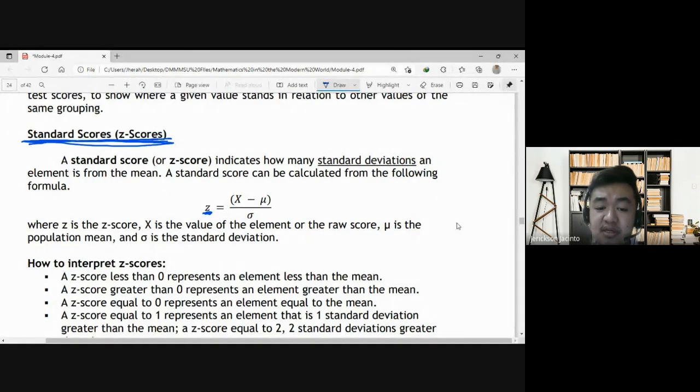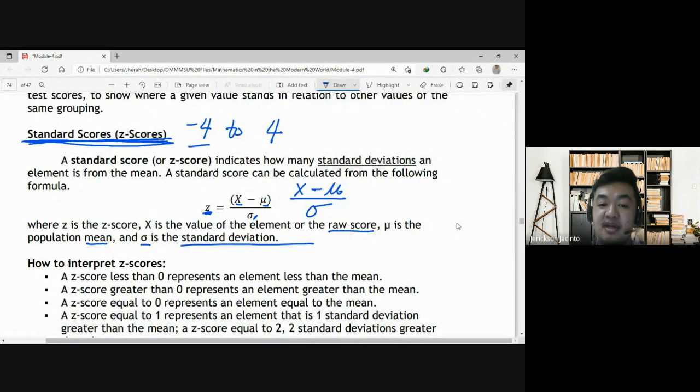Z is equal to X minus the mean over the standard deviation, wherein X is the raw score, mu is the population mean, and sigma is the standard deviation. So, the raw score minus the mean over the standard deviation. That is our formula to get the z-score of a raw score. Most z-scores range from -4 to 4. Most of our answers are from -4 to 4.